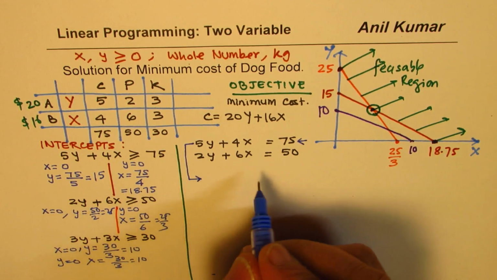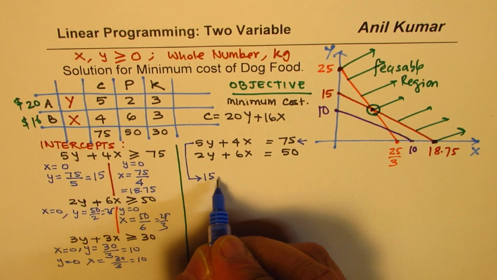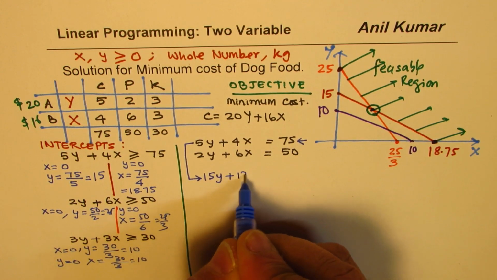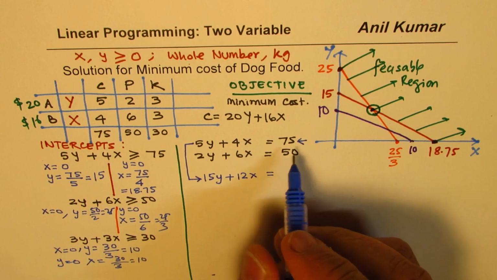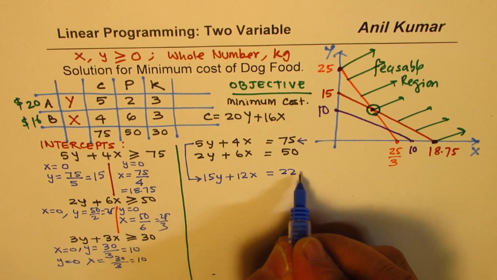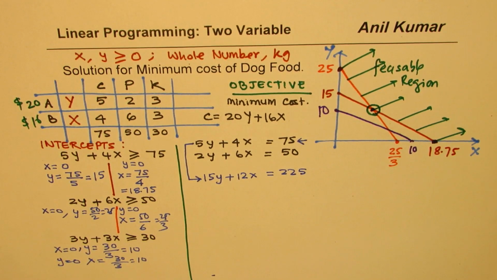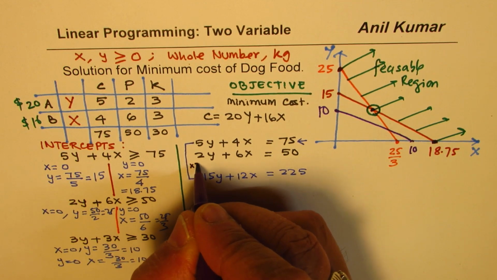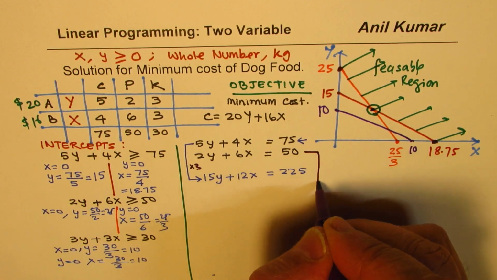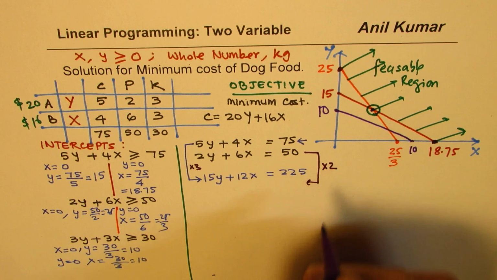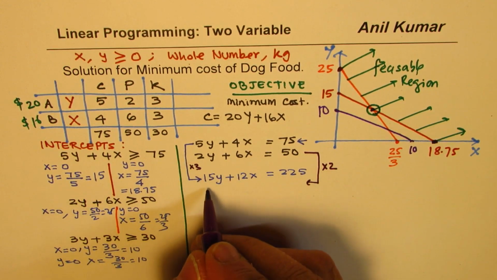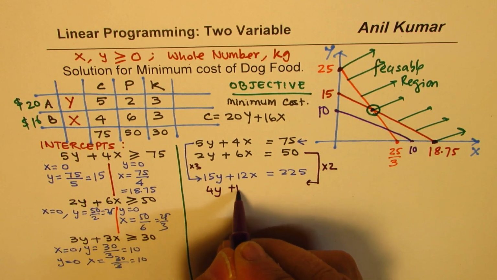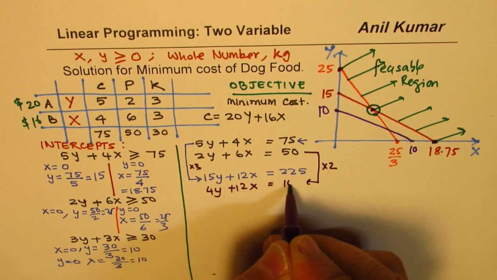This we will do times 3. So we get 15y plus 12x equals 3 times 225. Correct. And this line, this is what we did times 3, right? And this line we will do times 2. So if I do times 2, I get 4y plus 12x equals 100.